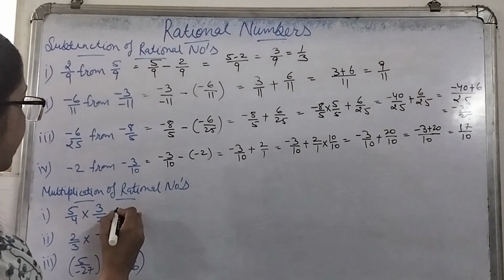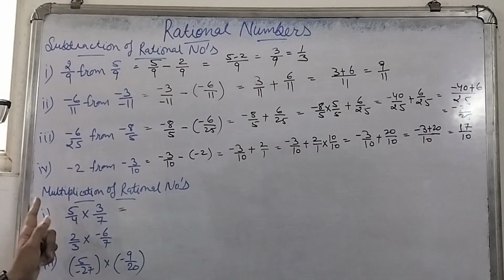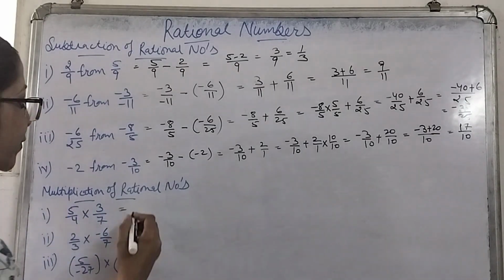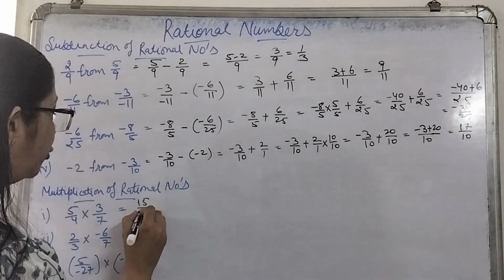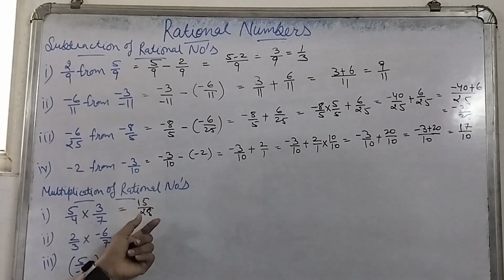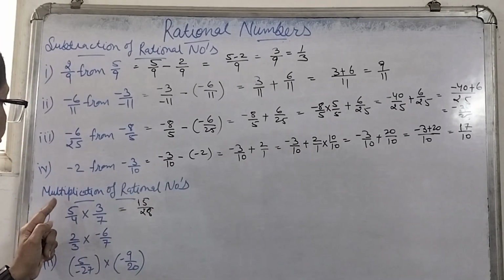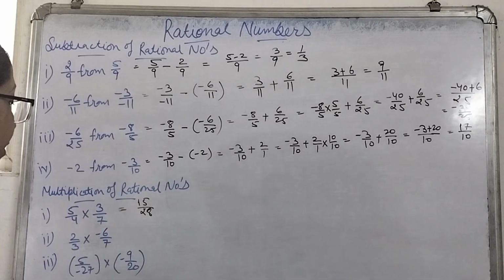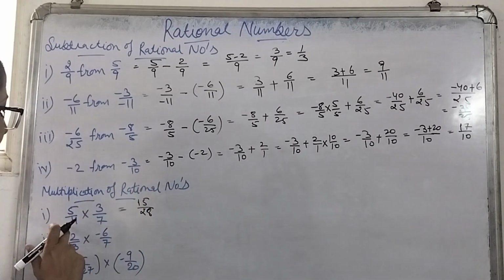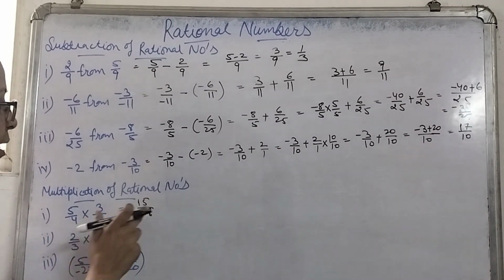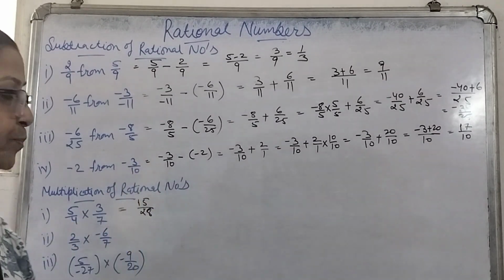So what we will be doing is simply multiply the numerators. 5 multiplied by 3 will be 15 and 4 multiplied by 7 will be 28. So 15 upon 28 will be the product of 5 upon 4 and 3 upon 7. Simply we have multiplied the numerators and it will be the numerator. Simply we have multiplied the denominators and it will be the denominator.